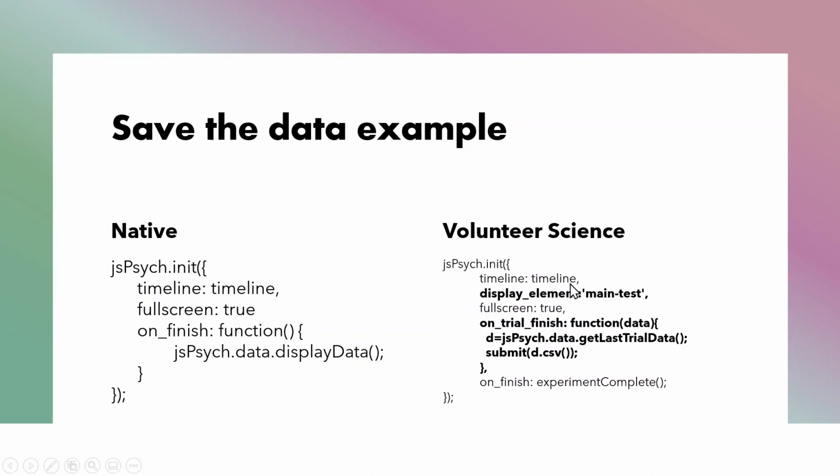For Volunteer Science, there's a couple of things that you're going to do differently. First, you're going to change the display element to main-test. And main-test is just the basic window within Volunteer Science where you're running your experiment. You can run it full screen if you want to, but then people really lose their orientation and have a hard time figuring out how to escape an experiment.